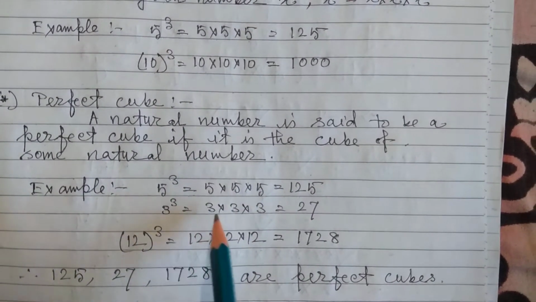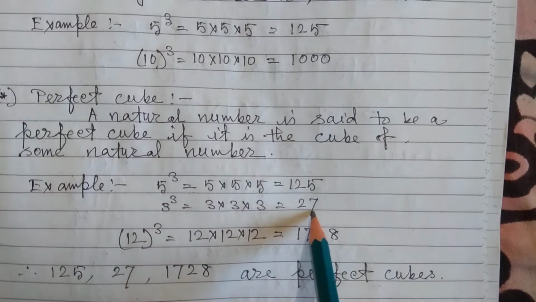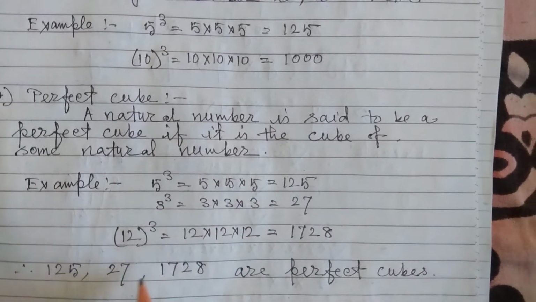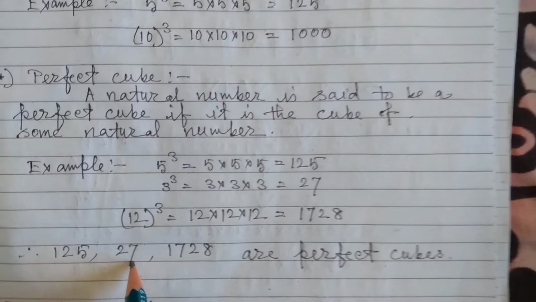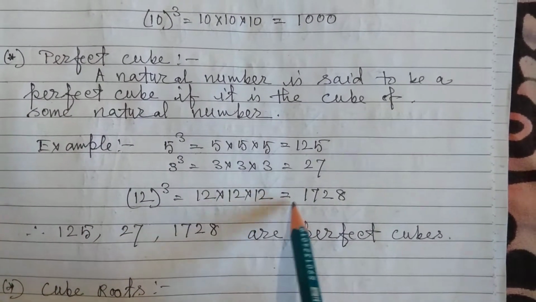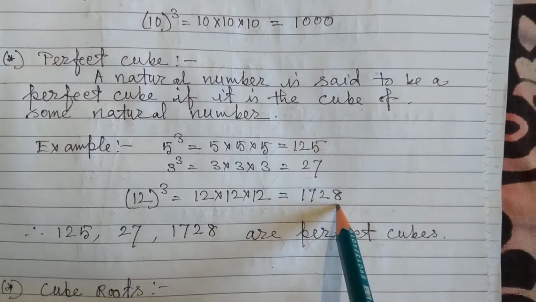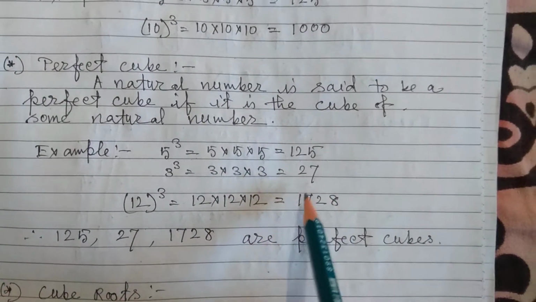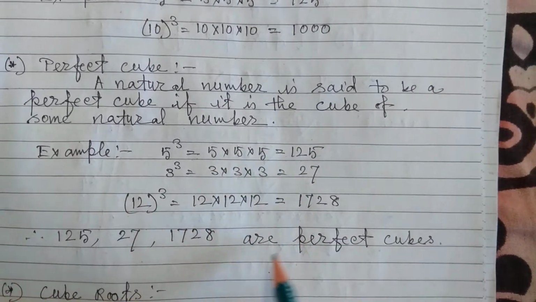3 cube equal to 3 into 3 into 3, that is equal to 27. So 27 is also a perfect cube. 12 cube equal to 12 into 12 into 12 equal to 1728. That means 1728 is also a perfect cube.